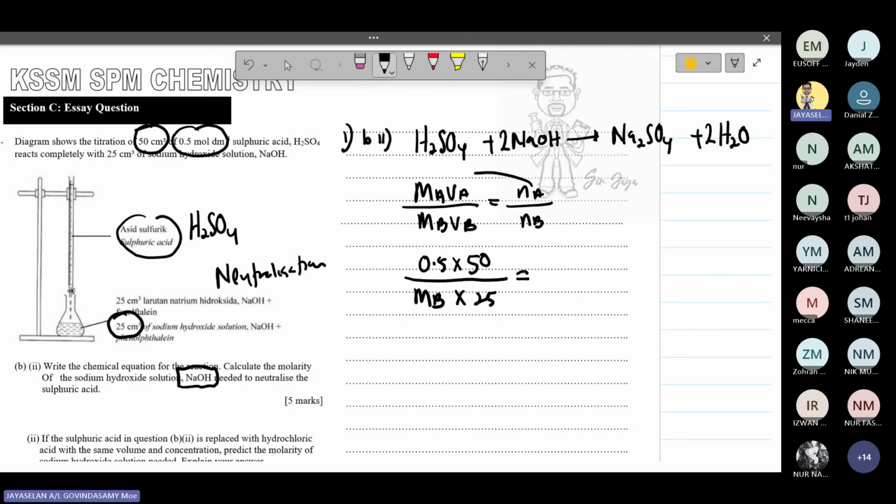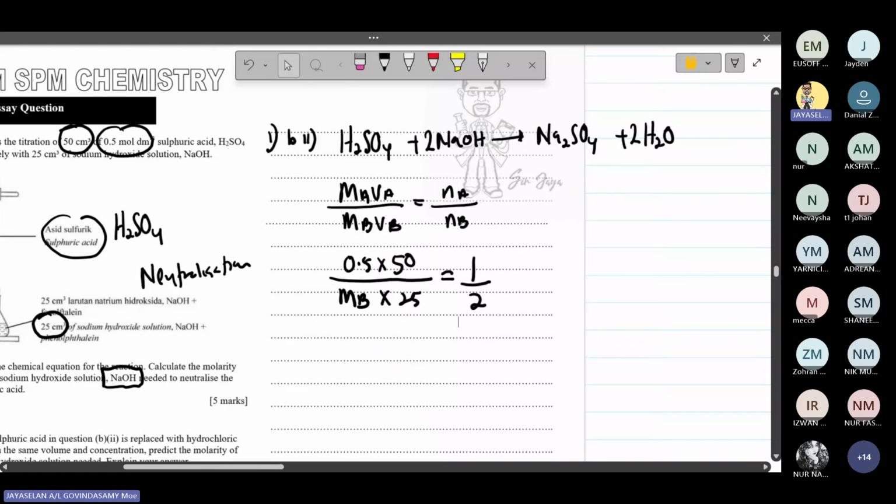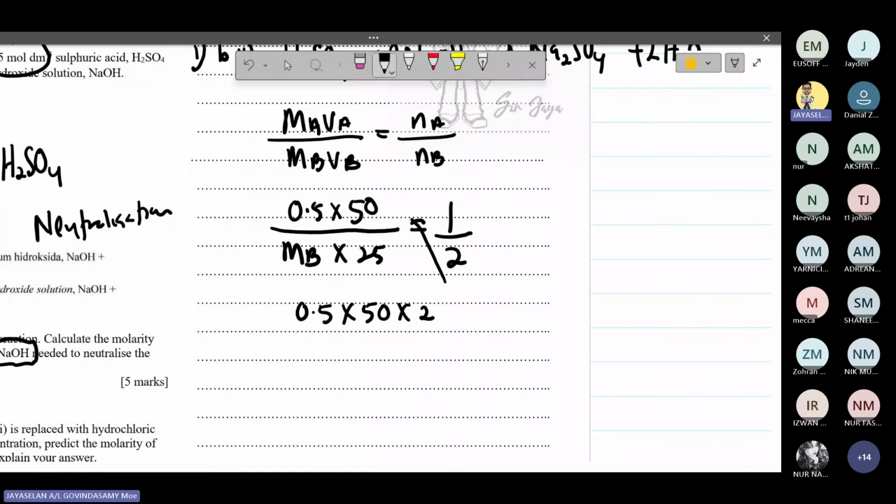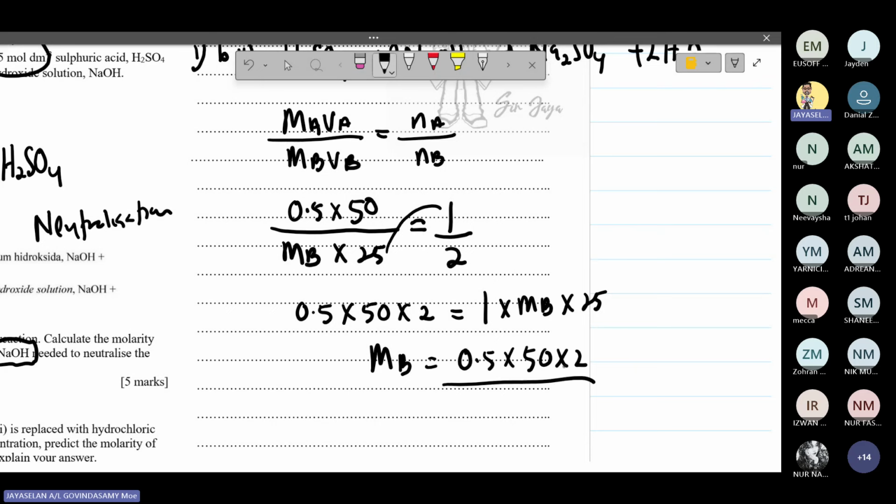From the equation, cari 1 mol. Ini cari berapa mol? 2 mol. So make sure jangan salah. Okay, after that, you do what? So pindahkan di sini. Okay, 0.5 times 50 times 2. Ini bawah sini. Okay, any question? Okay, ini pula darab sini. So equal as 1 times MB times 25. You want to find the MB: 0.5 times 50 times 2 divide with 2. Any question? Divide with 25.